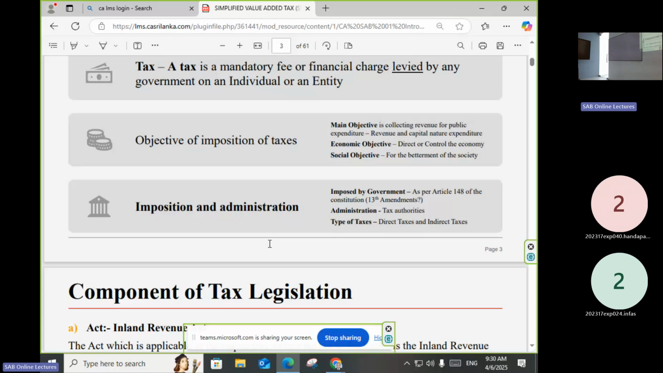So administration is done by the tax authority. Right? The tax authority is not the person imposing tax. The tax authority is there to administer the law, the execution of the law. Therefore the tax department, the income tax department, they are not the person imposing tax. Remember, they hold their office to execute the law.